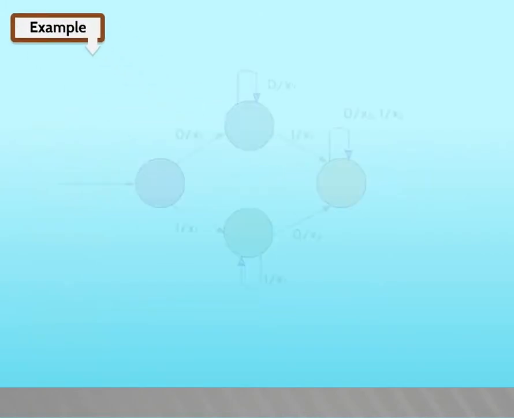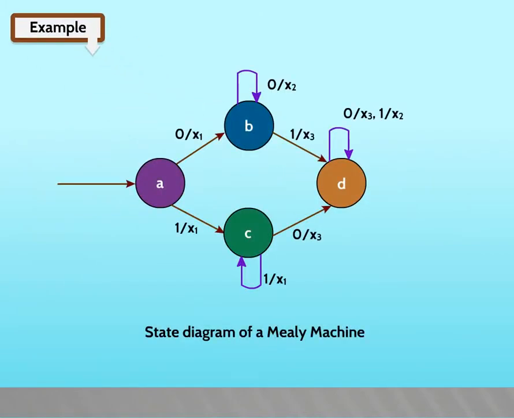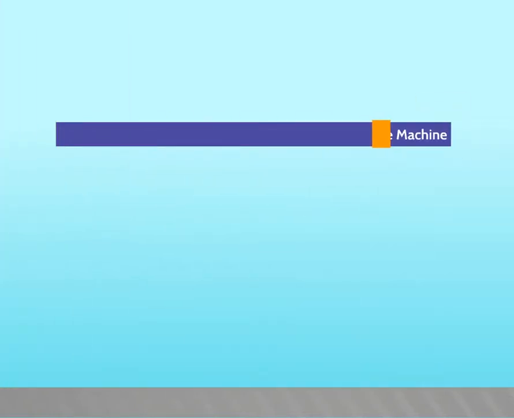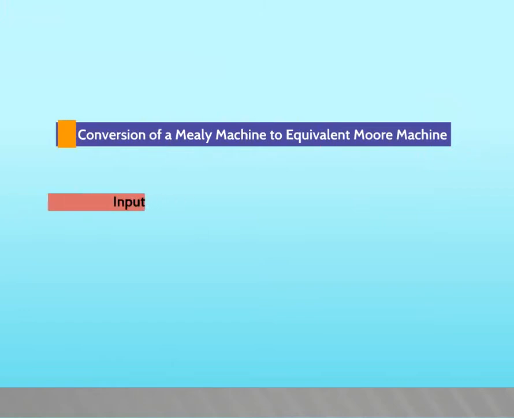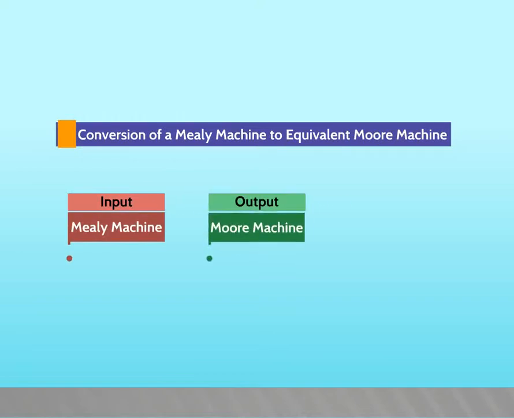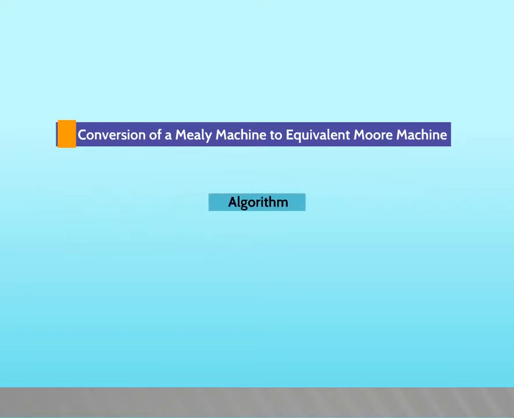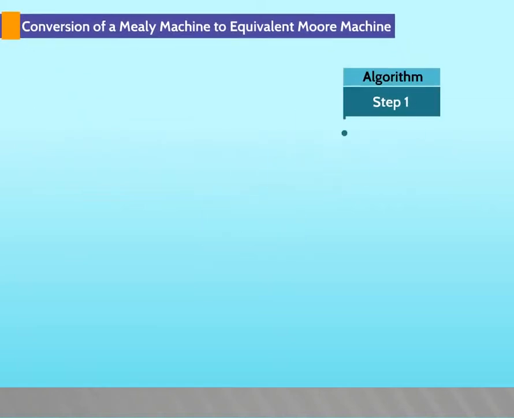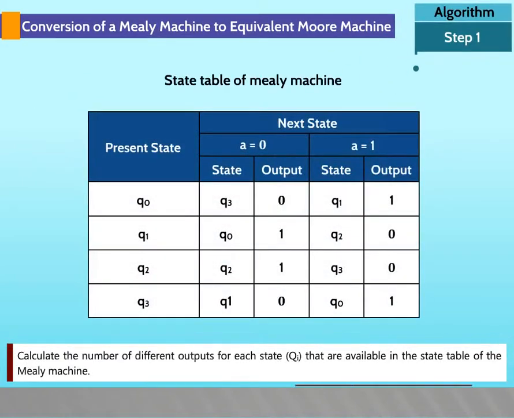Example: state diagram of a Mealy machine. Conversion of a Mealy machine to an equivalent Moore machine. Input: Mealy machine. Output: Moore machine. Algorithm. Step 1. Calculate the number of different outputs for each state, that is Qi, that are available in the state table of the Mealy machine.